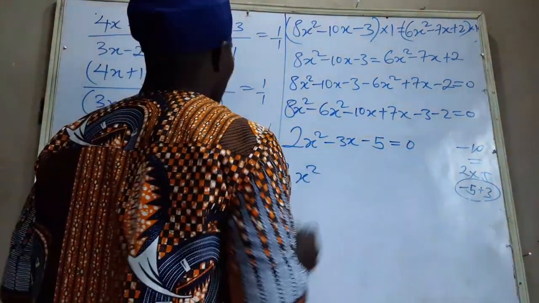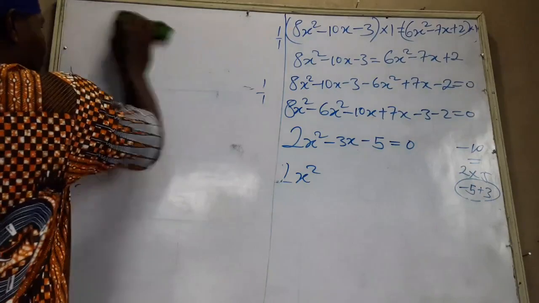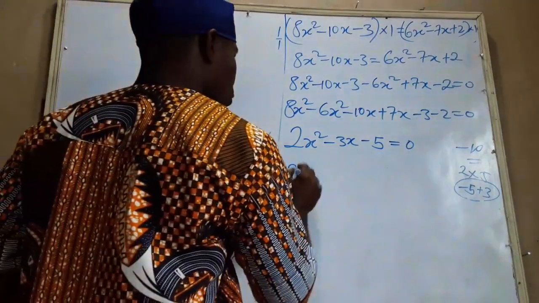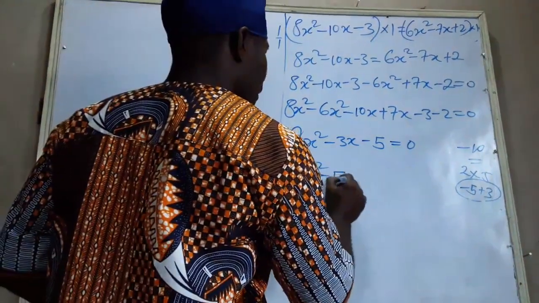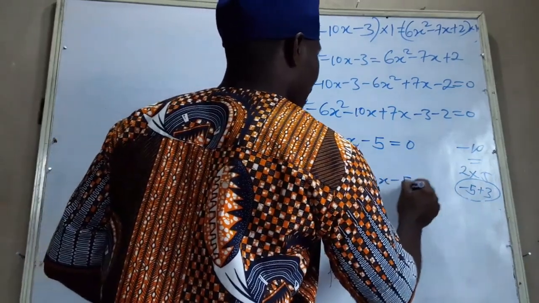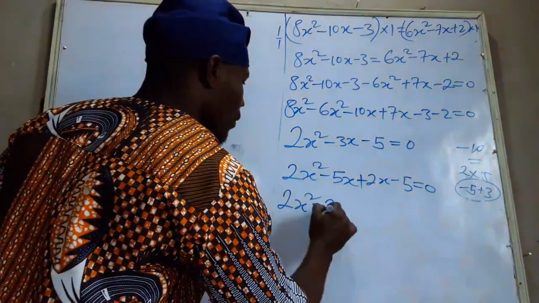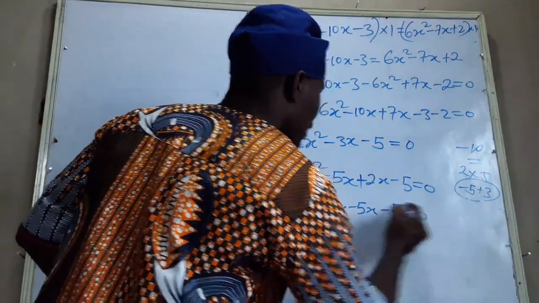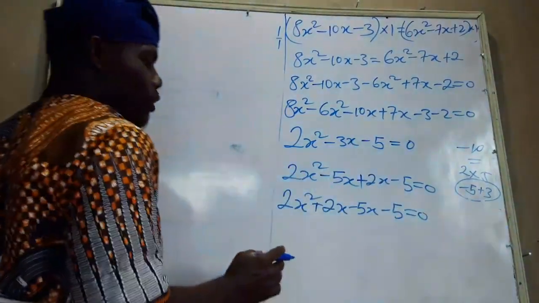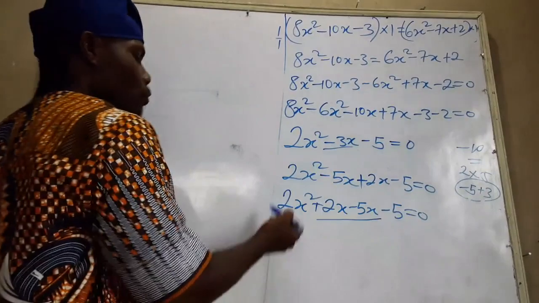We have 2x squared. Let me try to do it in a bigger place so you're able to understand it better. So we have 2x squared minus 5x to give all this minus 2x minus 5 is equal to 0. So let me rewrite this equation again to have 2x squared plus 2x minus 5x minus 5 is equal to 0. Do you know the reason? I want the 2 and 2 to fall in the same place and 5 and 5 to fall in the same place. So by the time you have these two, it will surely give us minus 3. By the time you multiply these two, it will surely give us 2 times minus 5.